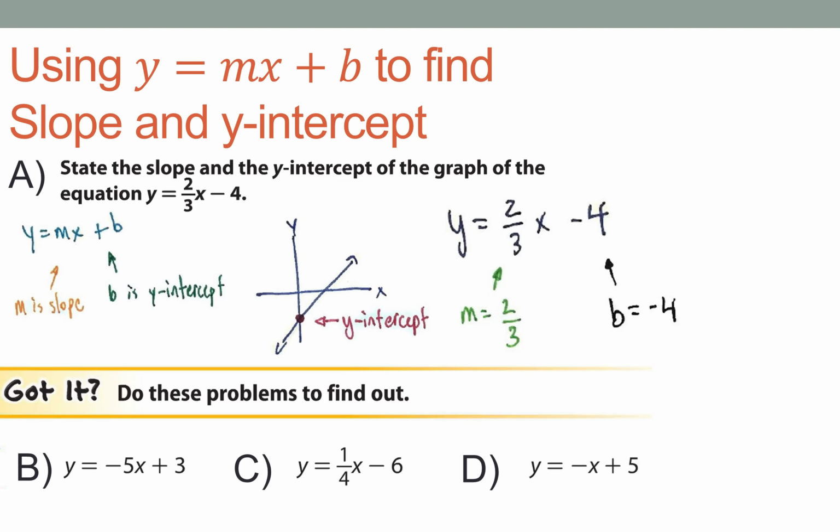b equals -4. So the line represented by that equation, all the solutions in that equation, crosses the y-axis at -4. If you think you got it, go ahead and do the problems B, C, and D on your own. Go ahead and check with a partner if you're done. I'm going to pause the video. You should pause the video. I'll be here when you're done with B, C, and D.